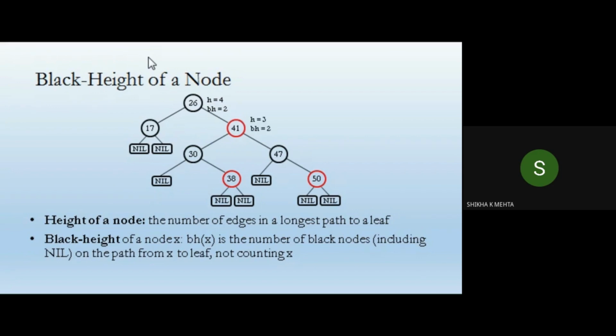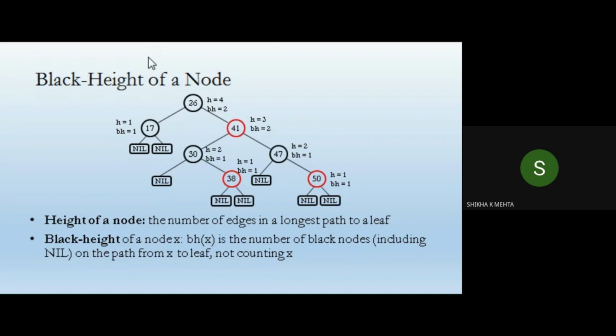So for every node we can count the black height. For 41, BH is again equal to 2, for 47 it is 1, then for 50 also it is 1. For 17 it is 1, then for 30 the black height is equal to 1, and for 38 also the black height is equal to 1. So this is how we compute the height of the node as well as the black height of the node.